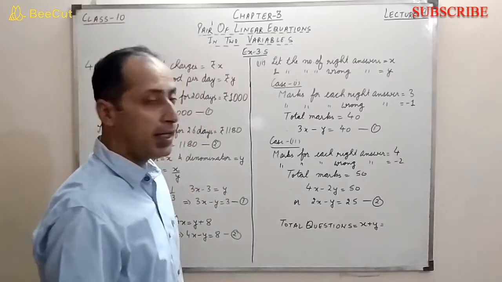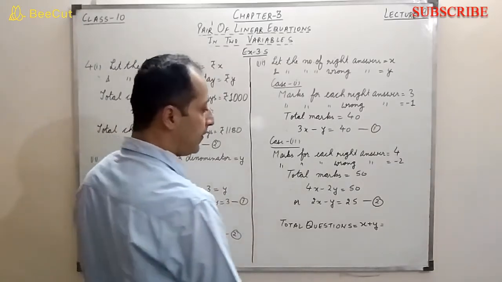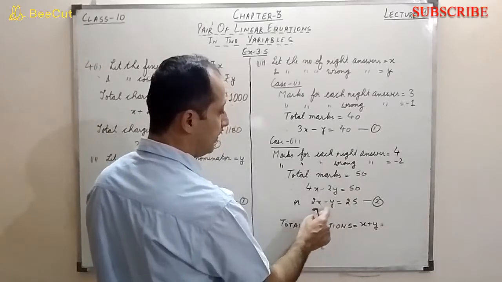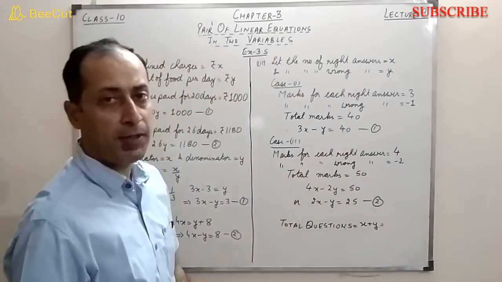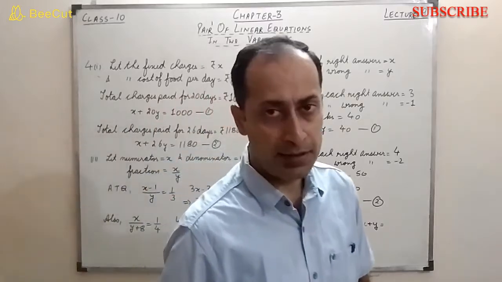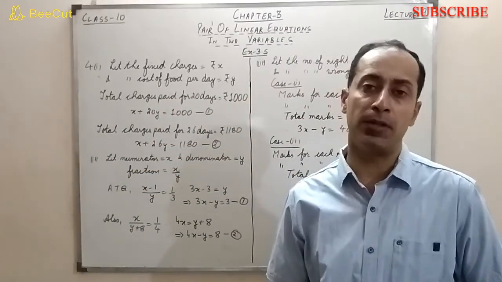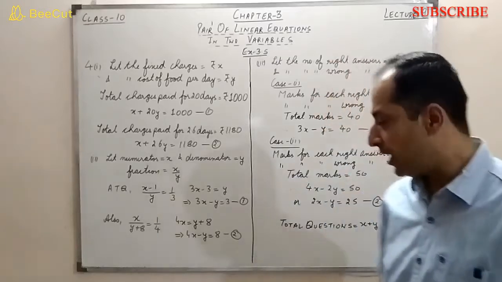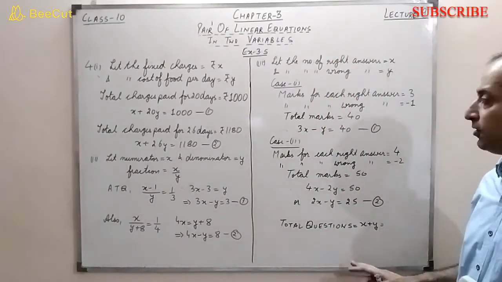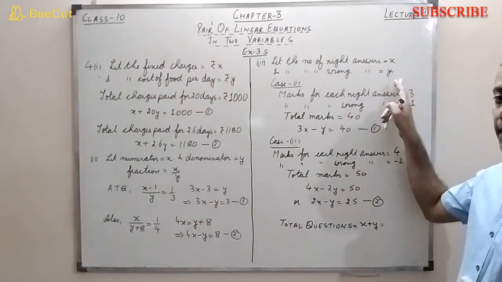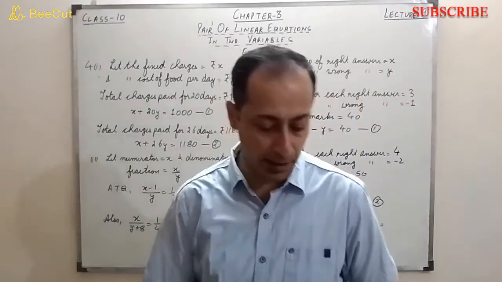Again, we can take 2 as common to simplify and make it easier. So I get the equation as 2x minus y equals 25. So these are the two equations. The first step would be to find the values of x and y, and then they have asked for the total number of questions. Total questions would be x plus y. So whatever values of x and y come, we put them here and we can find the total number of questions, right?